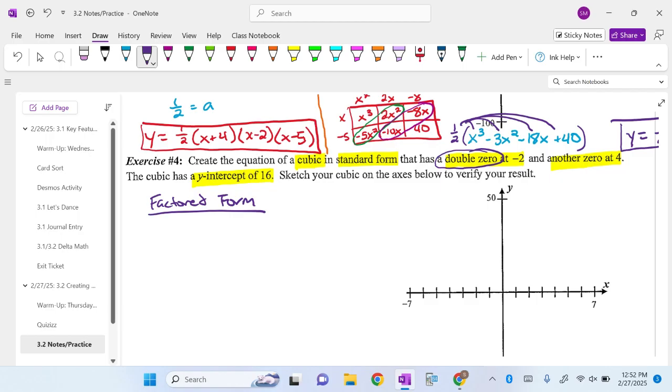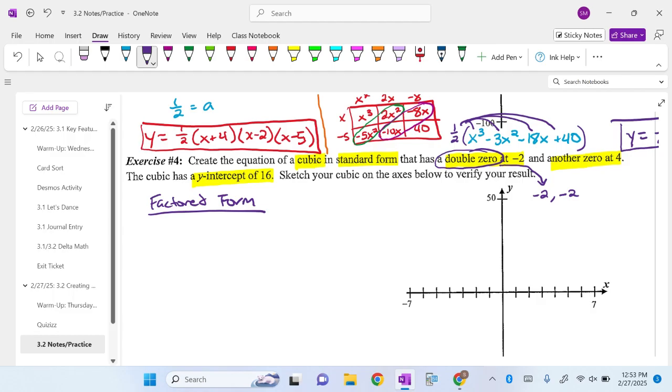Think dance moves. What would that dance move mean if it was a double zero? So what does double mean? Times 2, right? Or twice? That basically just means you count the -2 twice. So your roots, you have 2 -2s. All right? It counts twice.